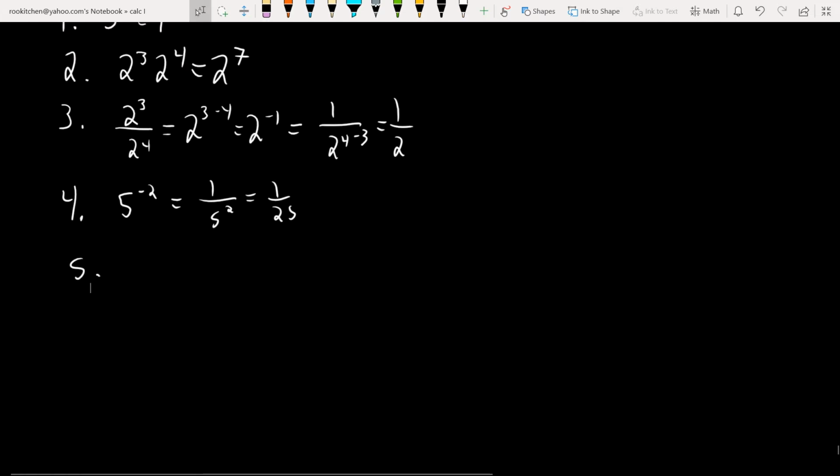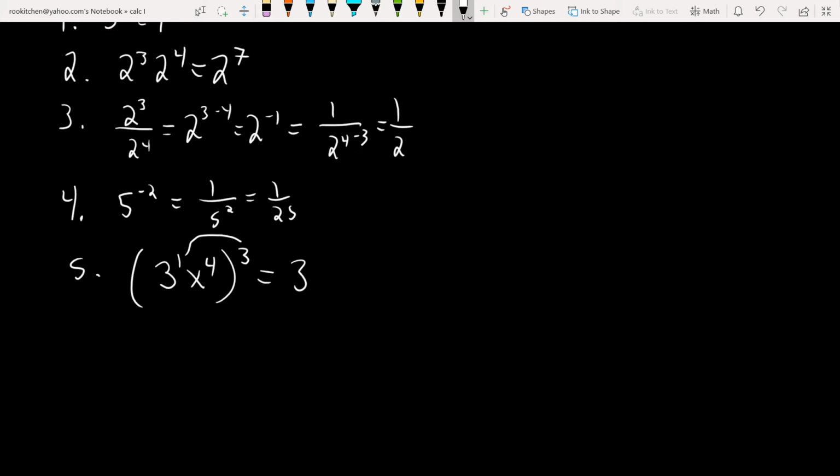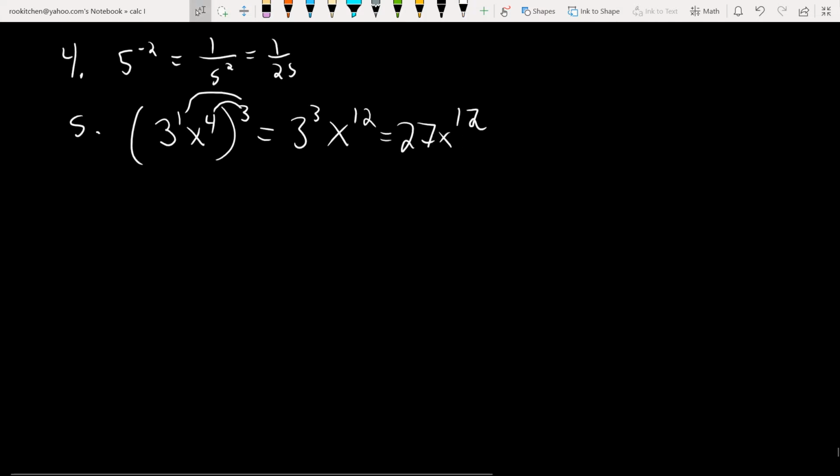Okay, power. So when do I multiply exponents? That's when you have a product raised to a power. So maybe you have 3x to the 4th raised to the 3rd power. Then you're going to be multiplying the exponents. You pretend there's a 1 on the 3, so 3 to the 1, and you go 3 times 1, so 3, and then x to the 4 times 3 is 12. So that's when you multiply the exponents.